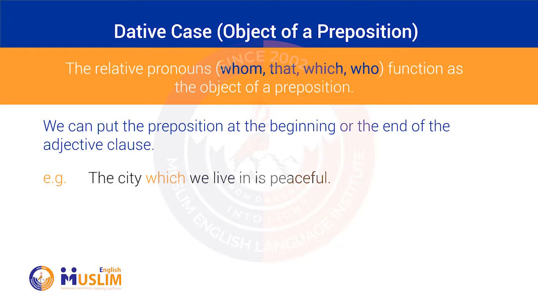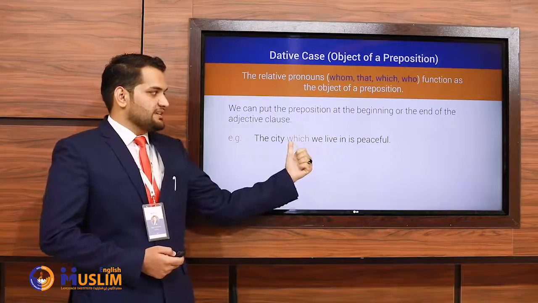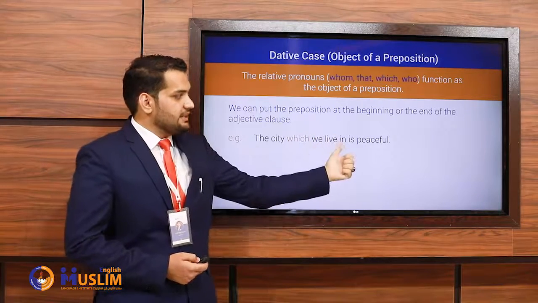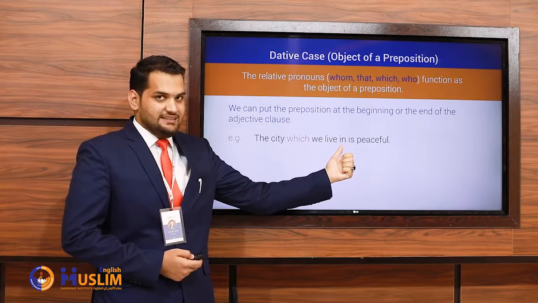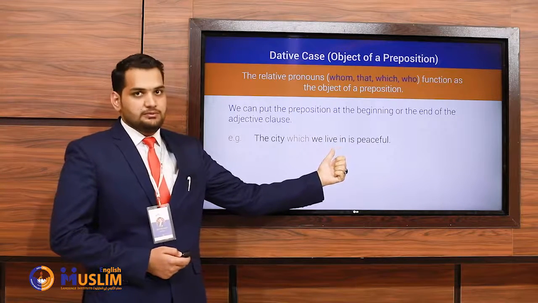For example, the city which we live in is peaceful. Which we live in is the adjective clause. The relative pronoun is which, and it is used as the object of the preposition in. This is the first way, and it is informal.